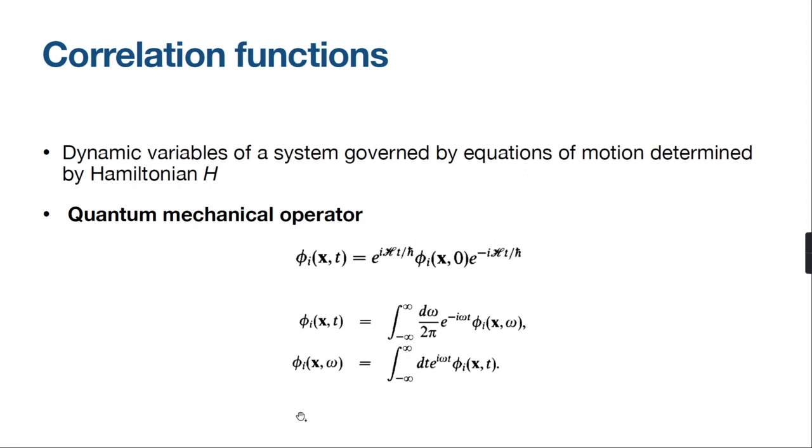So, correlation functions. The dynamic variables of a system are governed by equations of motion that are determined by a Hamiltonian H, and we define a quantum mechanical operator as follows. We would usually be interested in the frequency domain as well at certain points in our analysis. We will be using these operators in the upcoming sections. I won't be covering too much detail on this due to the limited time given.